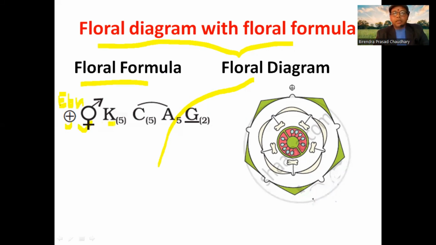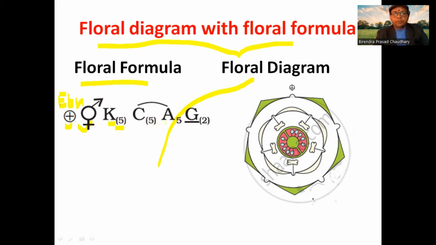Calyx contains 5 sepals, and the sepals are gamosepalous, so this is written within the bracket. These are 5 sepals which are joined to each other, so it is written as gamosepalous in the bracket. Corolla contains 5 petals, and the petals are gamopetalous. They are also connected to each other.